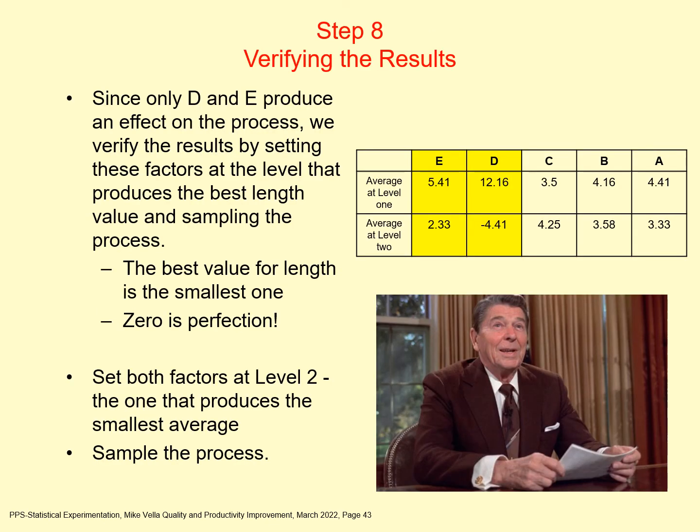So the next thing we'll want to do is verify the results. Since only D and E produced an effect on the process, we verify the results by setting these factors at a level that produces the best length control value, and sample the process. Of course, the best value for length control is the smallest one, the one close to 0. So what we want to do is set both factors at level 2, D at 2 and E at 2, because they're closer to 0 than D and E at level 1, and then resample the process.